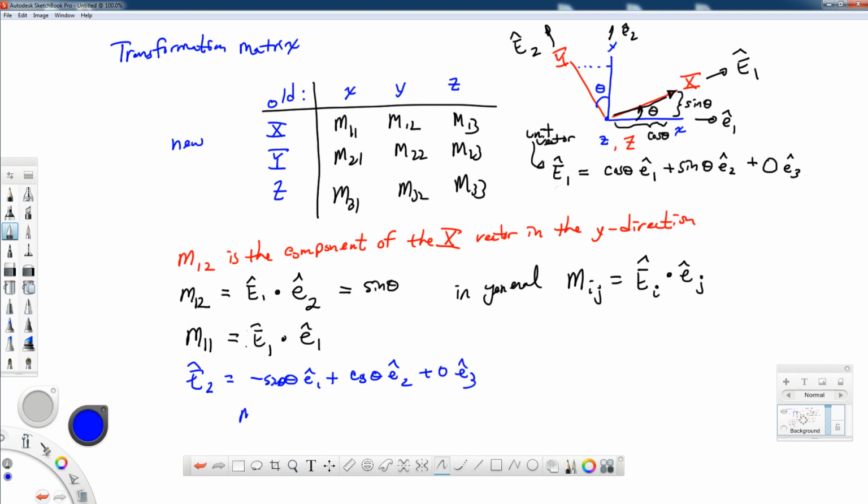So M21 would be equal to capital E hat 2 dotted with little E hat 1. Okay, and that would be equal to minus sine theta. So we see here a specific example in which M12 is not equal to M21. Again, it's really important that all these things that we're dealing with are unit vectors.